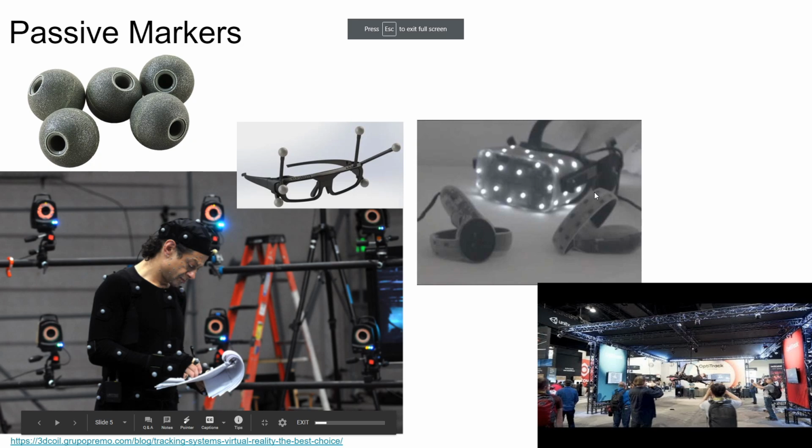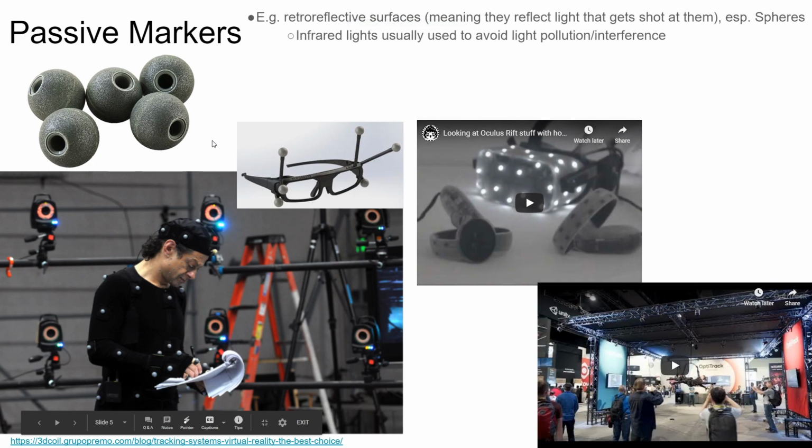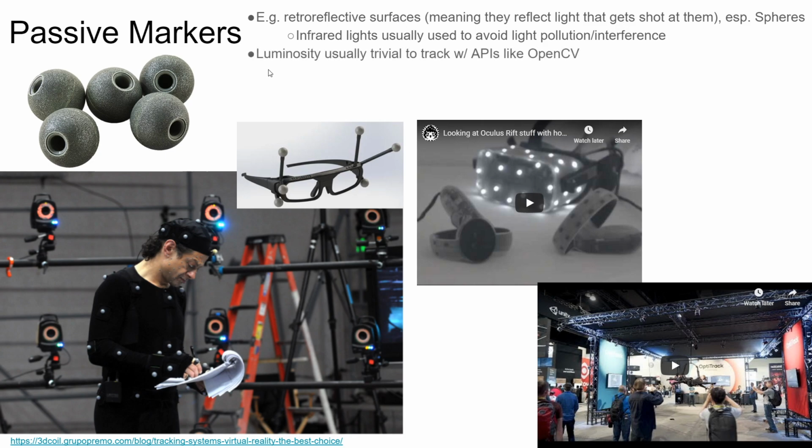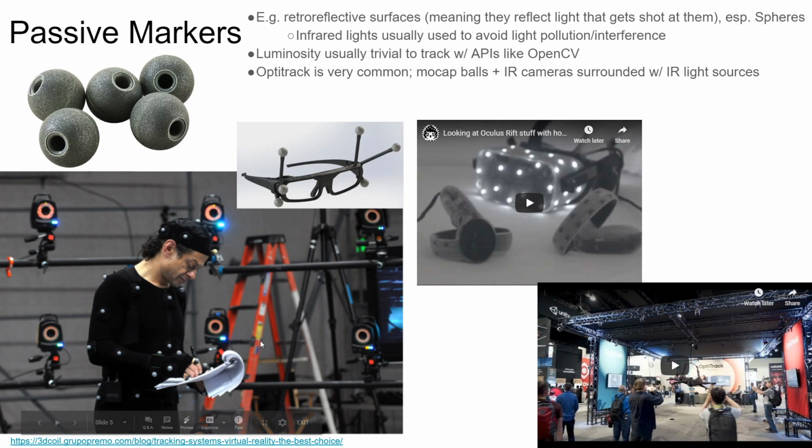Then there are passive markers, which are usually retroreflective surfaces, and what happens is that when you shoot rays of light at them, they will reflect the light back, which is exactly what retroreflective means. There are already APIs like OpenCV, which can track things like luminosity. And there's a system called OptiTrack, which is really common. It's the system where you attach mocap balls to an object that you want to track, and then you have cameras all around the setup. There's a camera in the middle of this sensor object, which is searching for the reflective light, and it's surrounded by usually infrared LEDs, which are actually shooting the light that gets reflected. So OptiTrack is very accurate because of this.